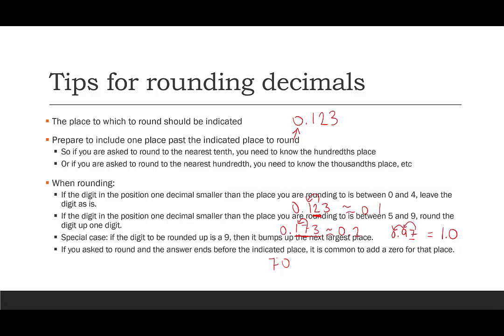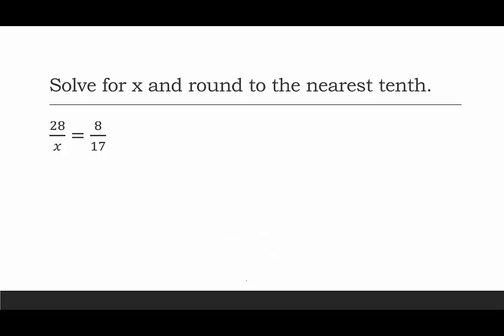That's a whole number. If it says round to the nearest tenth, it's pretty common that you want to include the tenth place. So we would just say that the nearest tenth would be 70.0, and we would deal with that. Okay, let's move on to some examples.